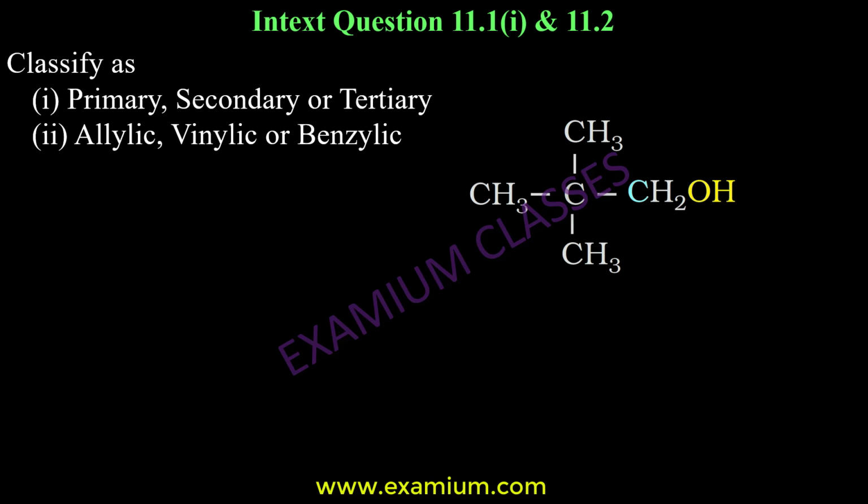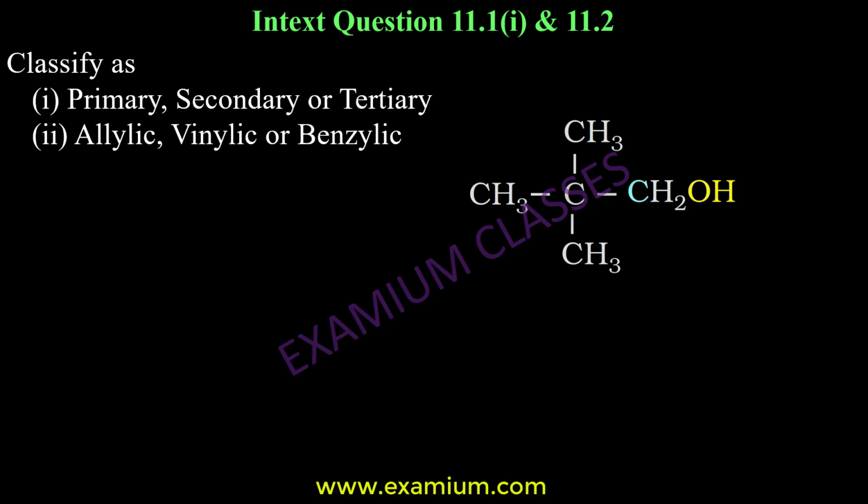Now the questions, and the questions I have taken here are from NCERT related to the topics we are talking about. So whether these are in-text questions, whether these are examples, whether these are exercise questions, all the questions related to this topic. Okay. So classify the given structure as primary, secondary, or tertiary, and then whether allylic, vinylic, or benzylic. So first we are talking about primary, secondary, or tertiary.